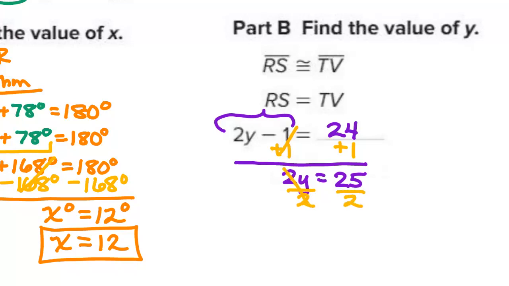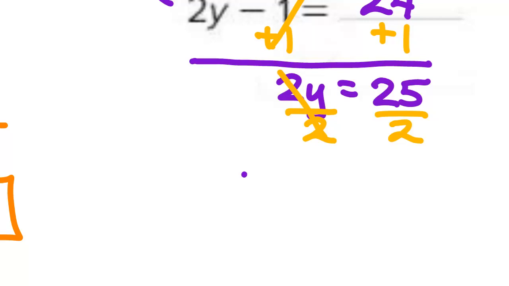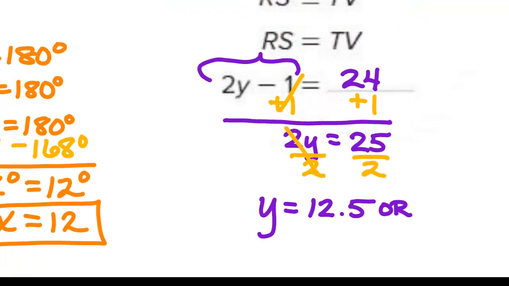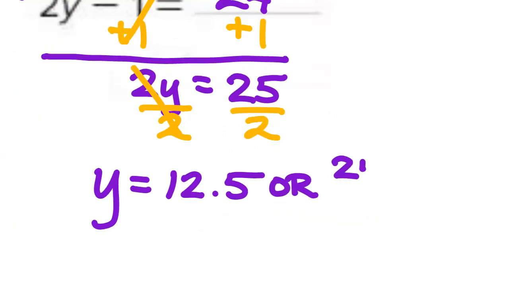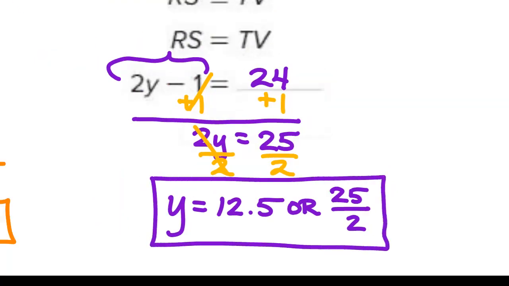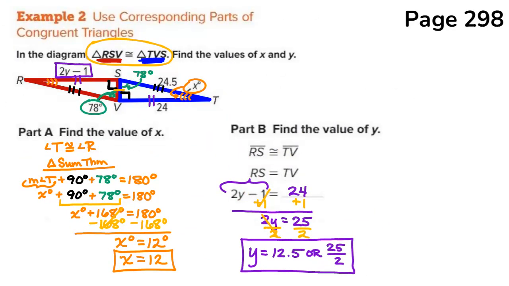Is 25 divided by 2 going to be a whole number? No. Can I write down all the decimal places? What is 25 divided by 2? 12.5. Or if you prefer, you can leave that in its fraction form, 25 over 2. When's the only time I care about which form you leave your answer in? When you can't write down all the decimals because it runs off your screen.